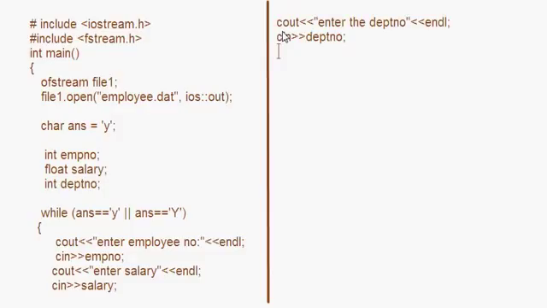Once these things have been accepted into these variables, now the data that you want to write into the file is available inside the variables emp number, salary, department number, right? The basic task now is we have to write these values into the employee file, the employee.dat file, right? Now till now we have been using only cin and cout. I'll just explain this concept here.